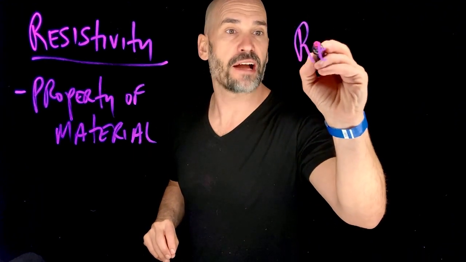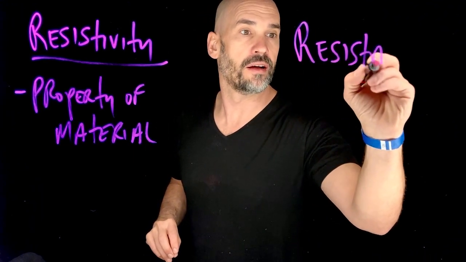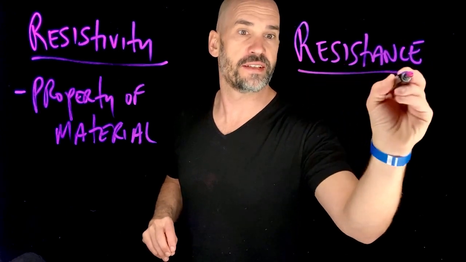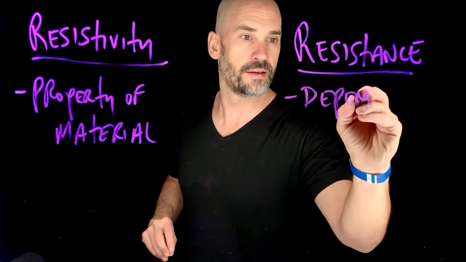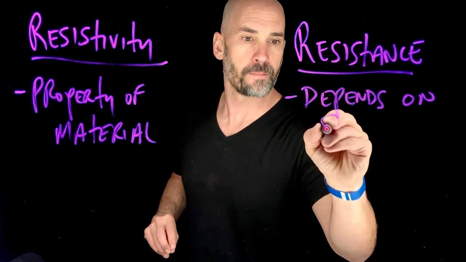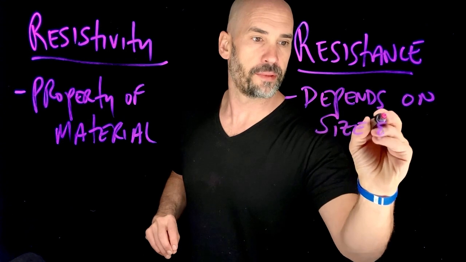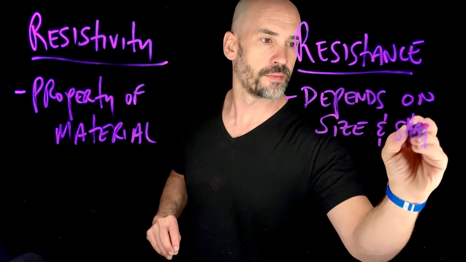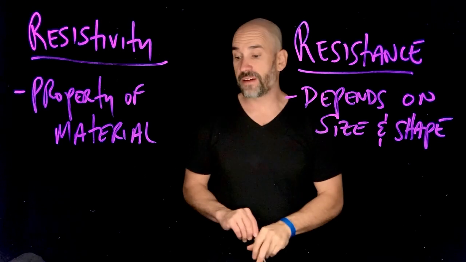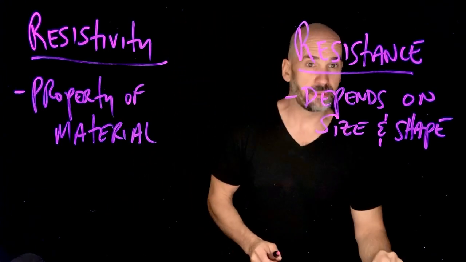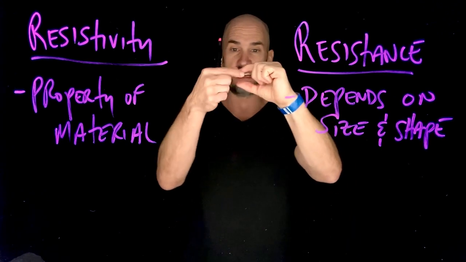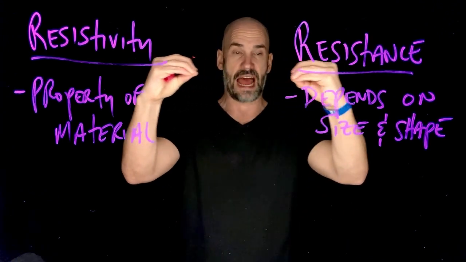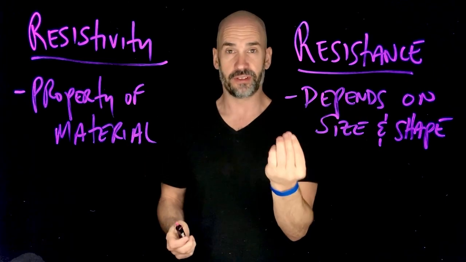This is different from resistance, which depends on the actual geometry of the object. So resistance depends on size and shape. Okay, that's key, because if I have a pound of copper and a gram of copper, the resistance is going to be very different. If I have a gram of copper and it's a cube versus stretching it out into a wire, it'll have a different resistance, all right?